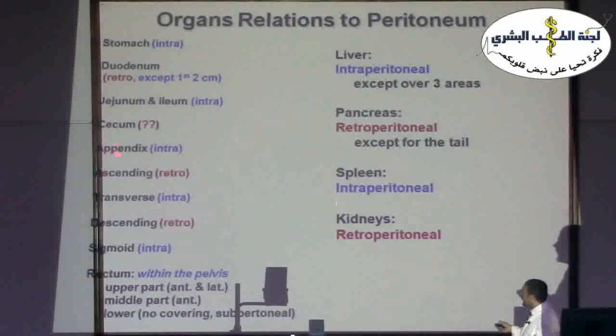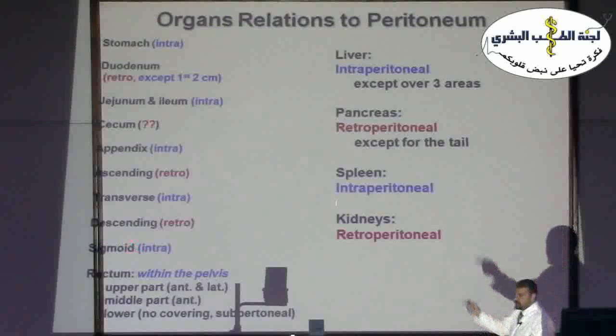Appendix, what is the appendix? Exactly. It is intraperitoneal. So it has a mesoappendix. This is important during an appendectomy procedure. You have to ligate the peritoneum, not just cut. The ascending colon is retroperitoneal. Transverse colon is intraperitoneal. I showed you in the drawing. Transverse mesocolon. Descending colon is retroperitoneal. Sigmoid colon is intraperitoneal.